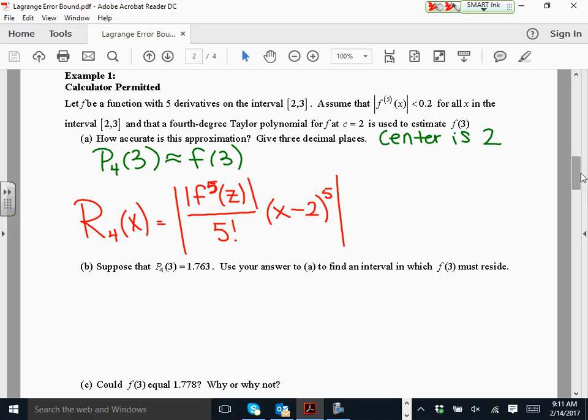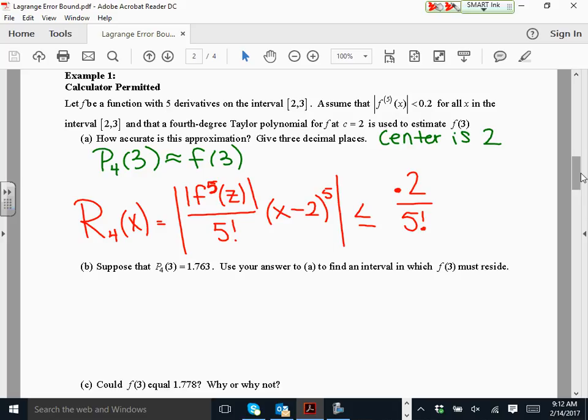Now, this is centered at 2, and we're using it to approximate 3. So we have moved away from the center, which is why we're going to have some error. All right? Now, we know that this is going to be less than, we know that the maximum value for that 5th derivative is going to be 0.2. Okay, we know we have 5 factorial.